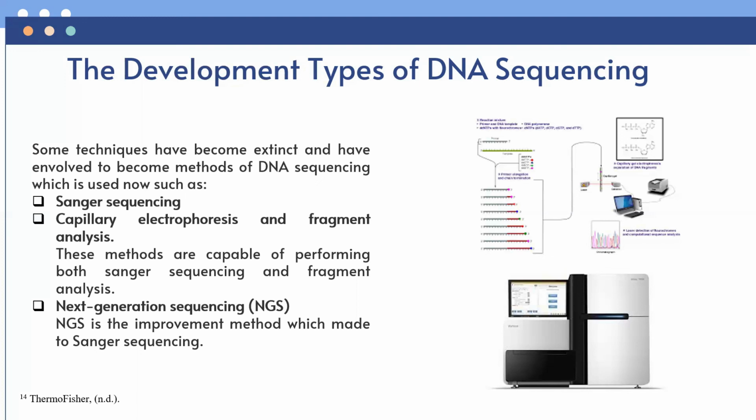The critical difference between Sanger sequencing and NGS is sequencing volume. While the Sanger method only sequences a single DNA fragment at a time, NGS is massively parallel, sequencing millions of fragments simultaneously per run.